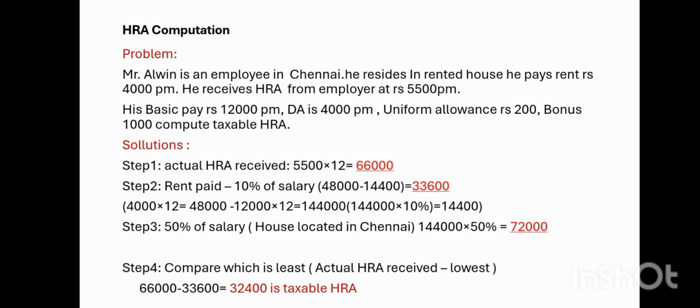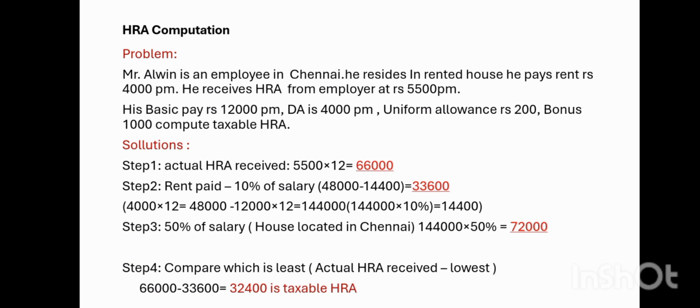Here you have an example HRA computation. Mr. Alvin is an employee in Chennai. He resides in a rented house. He pays rent of rupees 4000 per month. See, mark this amount, 4000 per month he is paying as rent. And he received HRA from his employer at rupees 5500 per month. This is also important, the actual HRA that he is receiving, 5500 per month. And next, his basic salary is given as 12,000 per month.